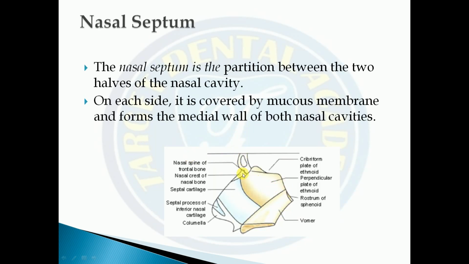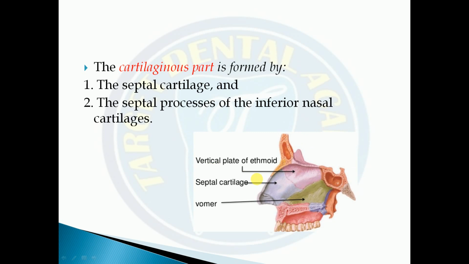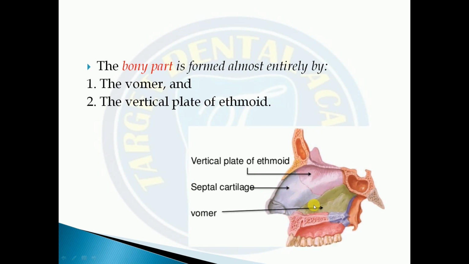So, nasal septum. The nasal septum, as you know, is the partition between the two halves of the nasal cavity, and on each side it is covered by mucous membrane and forms the medial wall of both nasal cavities. It has a bony part and a cartilaginous part. The bony part is formed by the vomer and the vertical plate of the ethmoid.